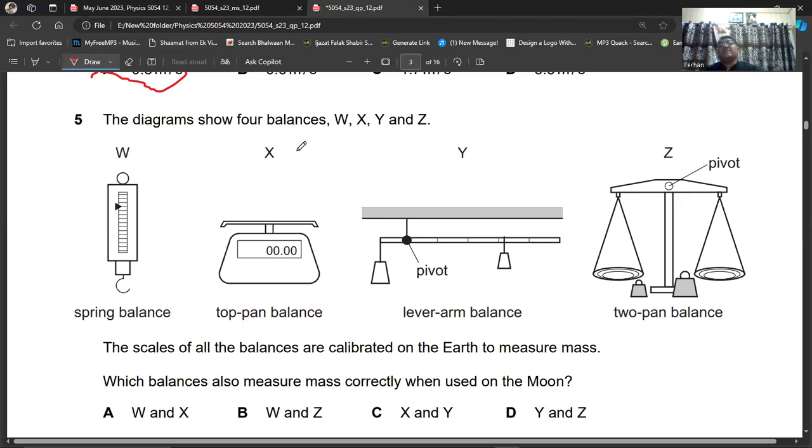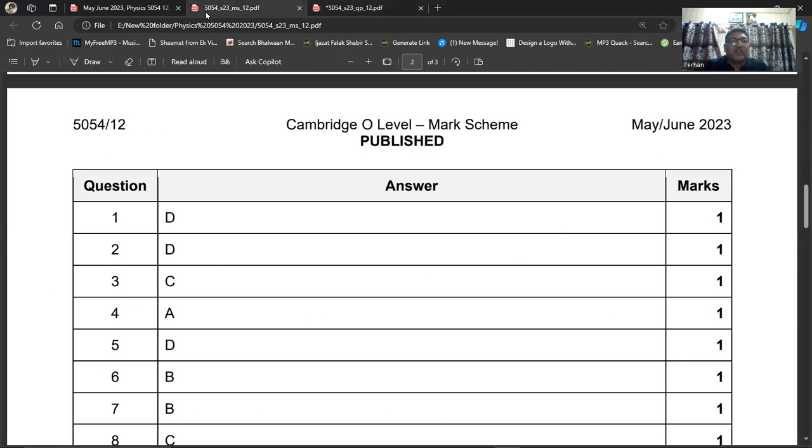And Y and Z will measure it. If you measure mass with them, they will give you the same reading on the moon. So Y and Z will be working correctly on the moon. It's a little tricky question. So we have this D choice. Question number 5, D choice.